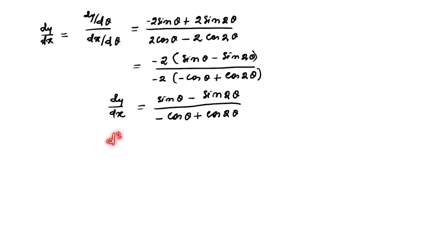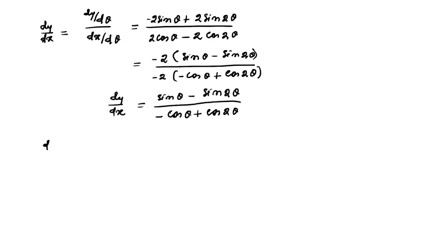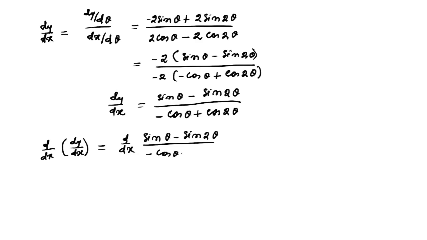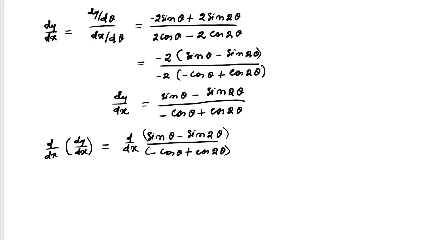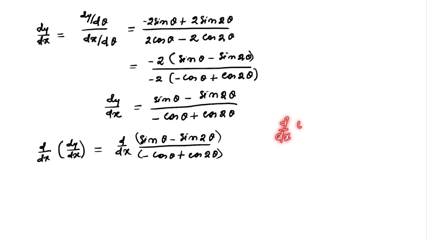Now we need d square y by dx square. So what can we do? We differentiate this with respect to x again. So this is equal to d by dx of dy by dx, which is equal to d by dx of sine theta minus sine 2 theta divided by minus cos theta plus cos 2 theta. We solve this by the u by v rule.